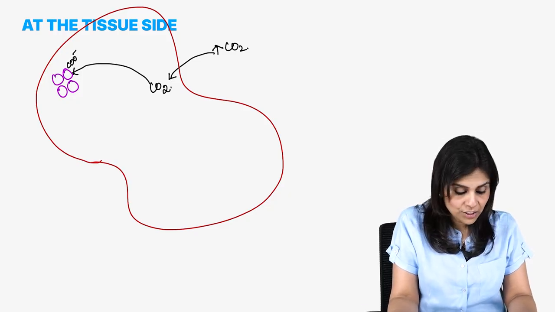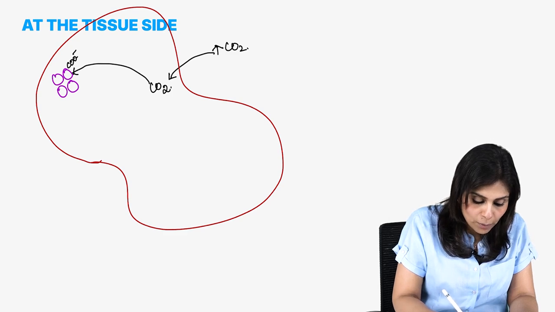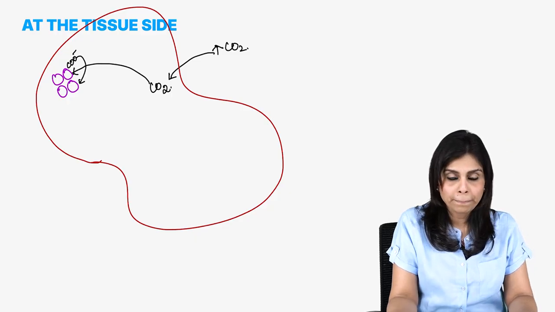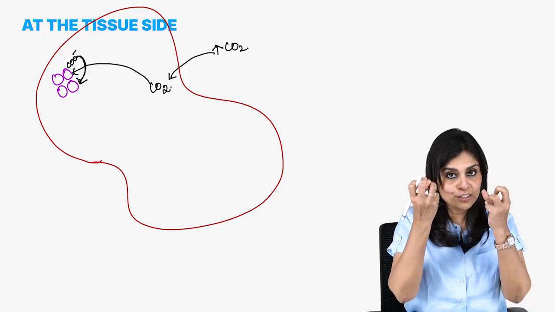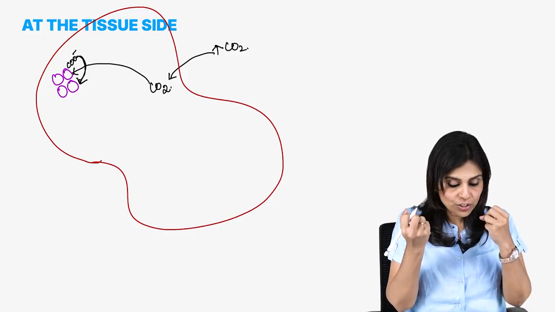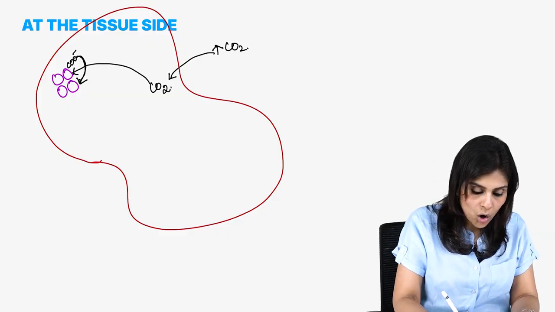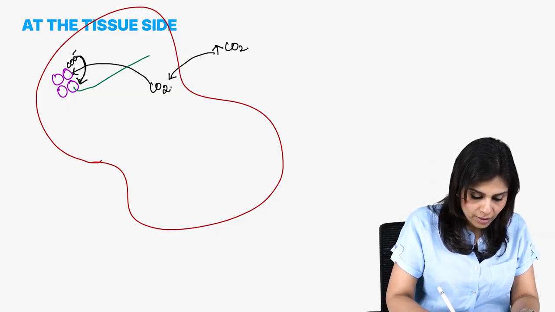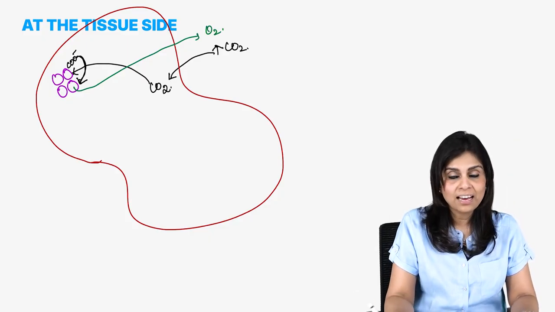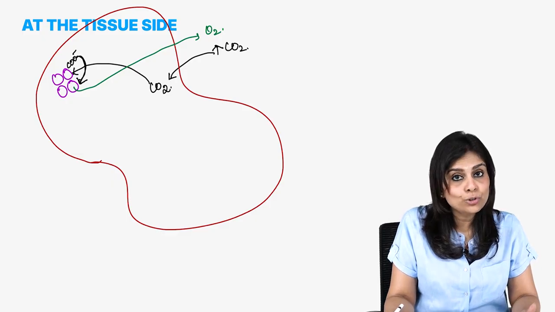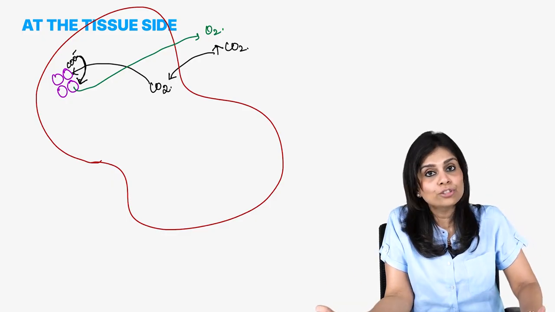Because they are negatively charged, they form salt bridges with anything that is positively charged nearby. And this salt bridge formation favors taut structure. And taut structure favors deoxygenation. Do you understand this? Taut structure favors deoxygenation. And that is how at the tissue side, oxygen is given off to tissues.